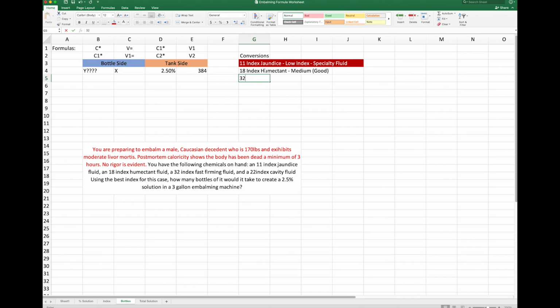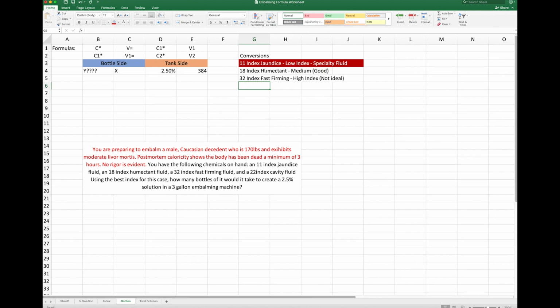The next one is a 32 index fast firming. This is a high index, and this is not ideal. I'm not going to say it won't work. I'm simply saying it's not ideal. Why, Professor Finn? There are so many people who reach right for the 32 index. Got to get it done. That's the type of stuff the bodies today want.